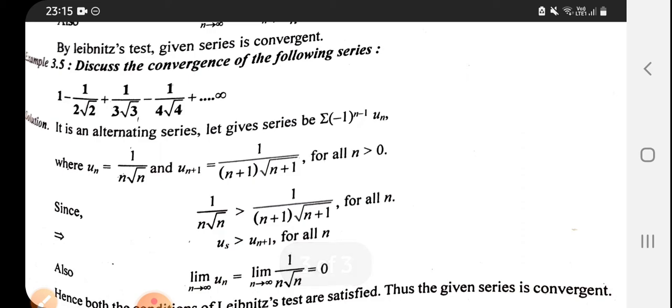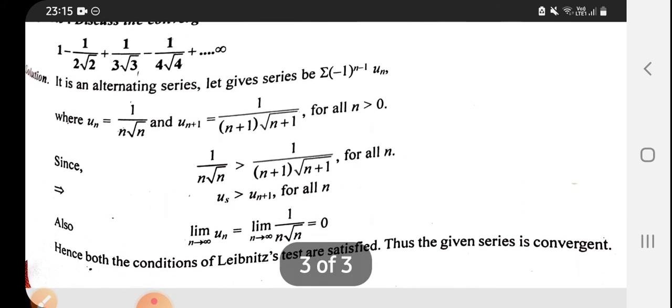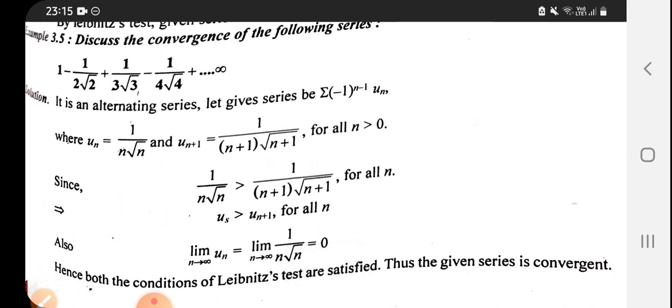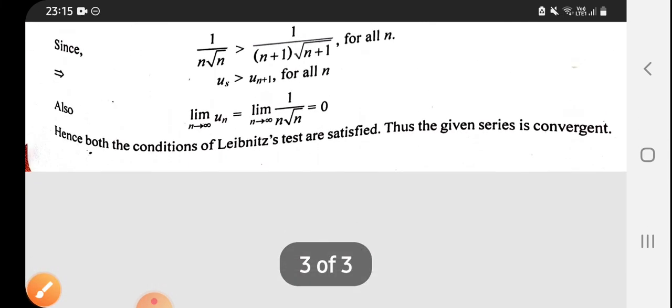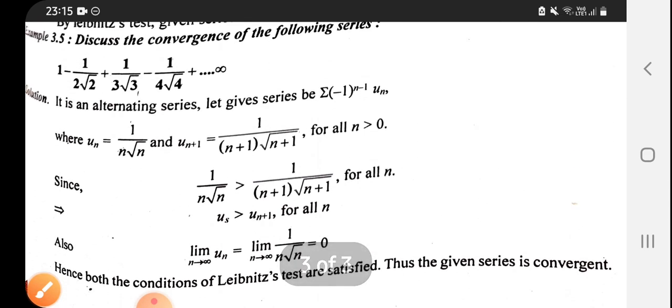Now we discuss this series. The general term is 1 divided by n plus 1 under root n plus 1. The Leibniz test also applies here, because every term is less than its preceding term, and as n tending to infinity we get 0. So the Leibniz test is satisfied and fulfilled.